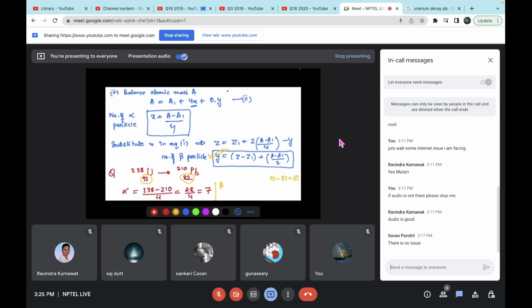But if I look here, I have a total of 7 alpha particles. So 7 alpha particles means it will give me 7 into He-4-2. So this should make an atomic number difference of 2 into 7, that is 14. There should be a difference of 14, but actually we are getting a difference of 10. So the number of beta particles becomes 14 minus 10, which is equal to 4.